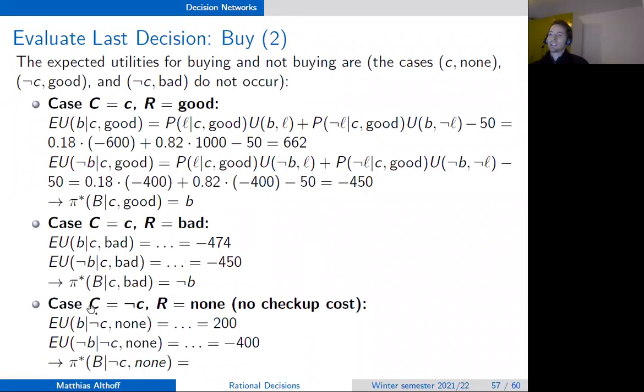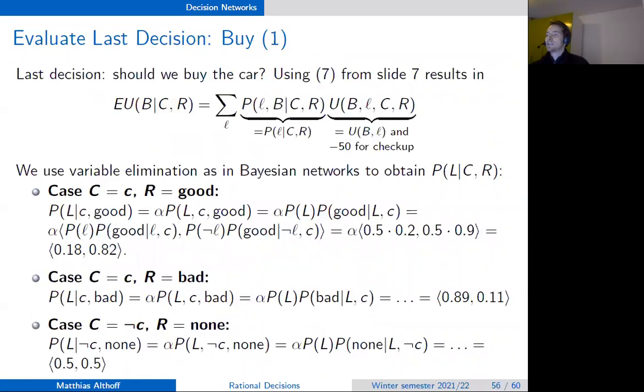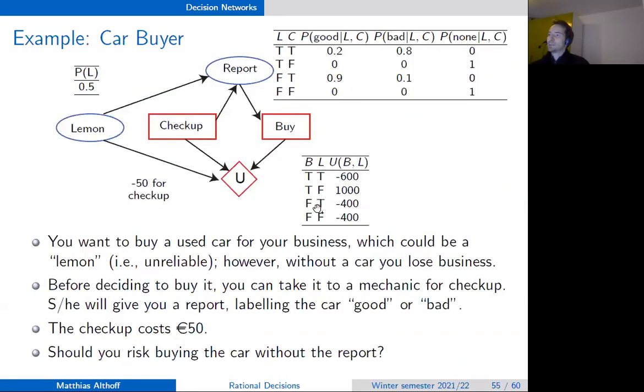And if you don't perform any checkup, of course, we don't get any report. And then expected utility for buying the car is 200, and expected utility for not buying the car is minus 400. This can be easily seen because no matter what we do, if you don't buy the car, whether it's a lemon or not, the utility is always minus 400. So that's obvious.